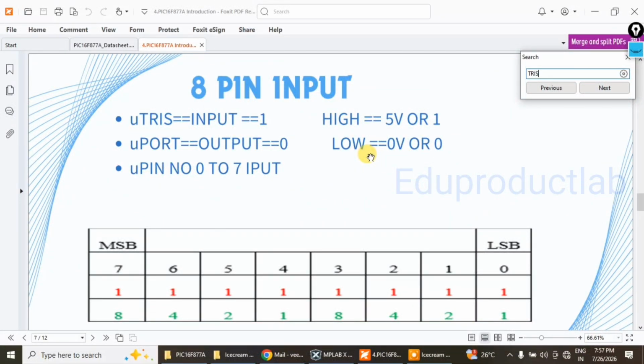In the previous section, you watched how to configure GPIO pins in output direction. Now you will learn how to configure GPIO pins in input direction.